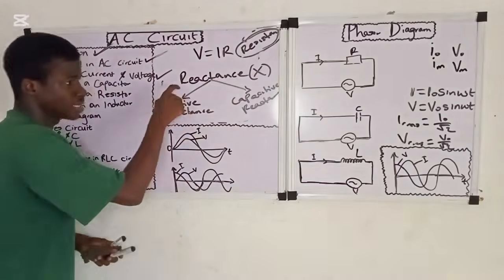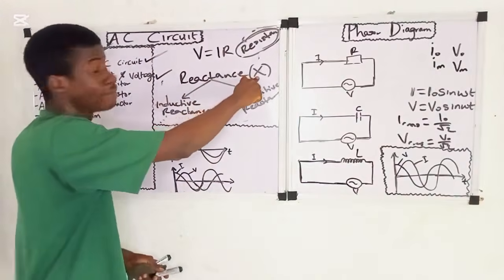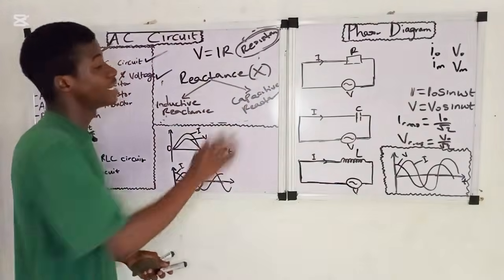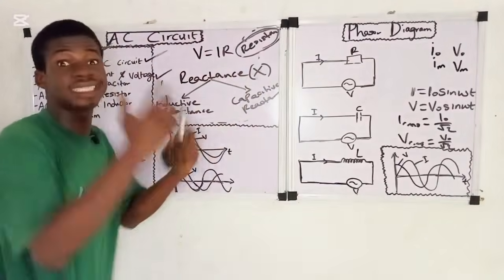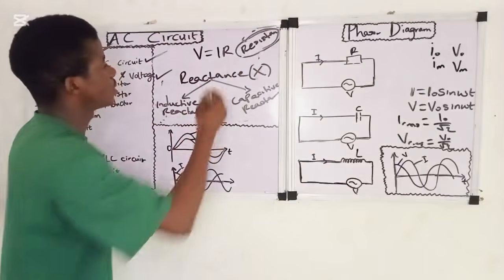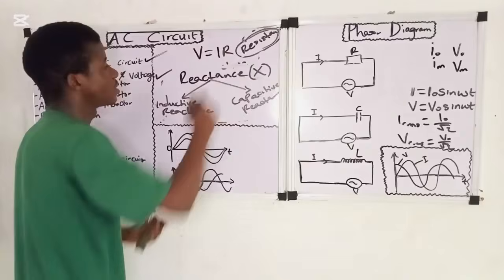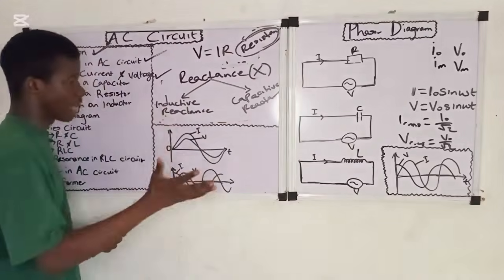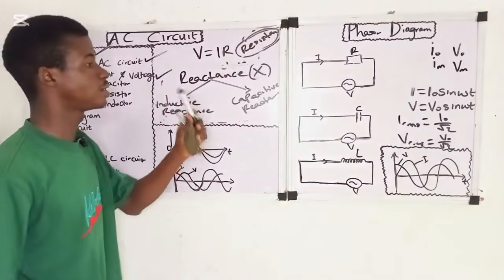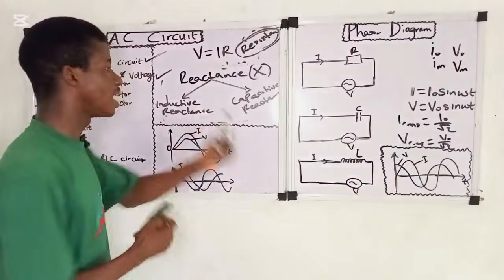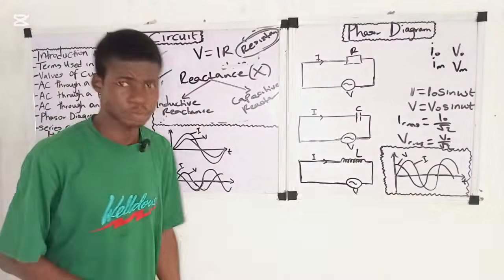Now, reactance is represented by X, right? The SI unit of reactance is still ohms. Take note, ohms. Same SI unit as resistance, okay? Now, reactance has two types. We have the inductive reactance and we have the capacitive reactance.